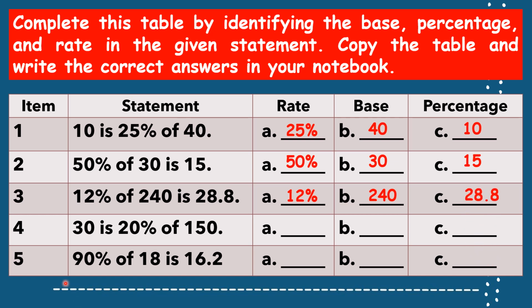For item number 4, 30 is 20% of 150. So for our rate, we have 20%. Our base is 150 and percentage is 30. For item number 5, 90% of 18 is 16.2. For our rate, we have 90%. Our base is 18 and our percentage is 16.2.